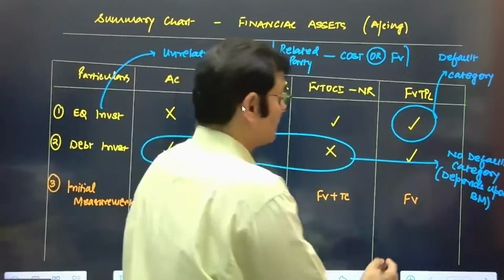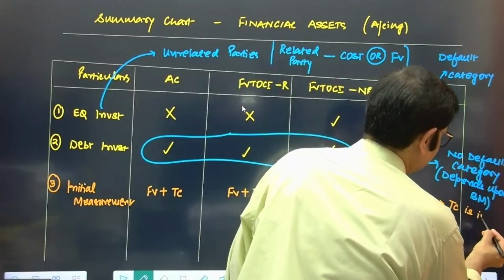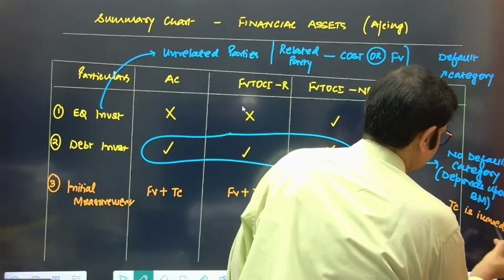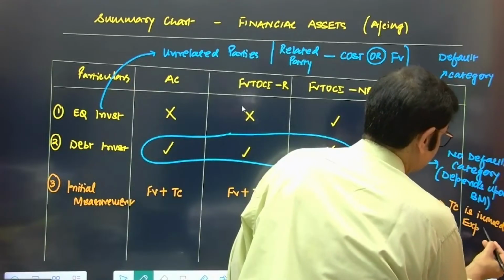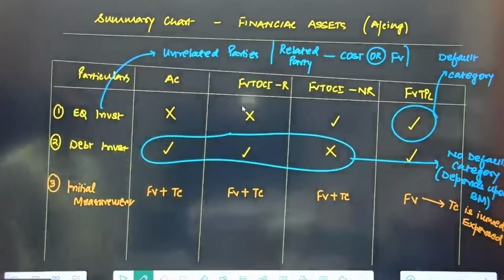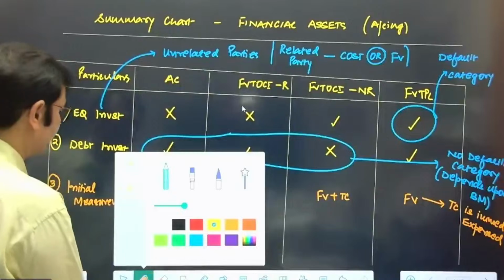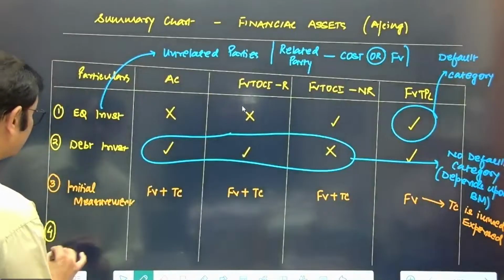Thank you, sir. So in this particular case, we can say the TC is immediately expensed. The TC is immediately expensed, charged to the profit and loss account in this case. Great. Let's now consider the other input as well, and that is number 4.